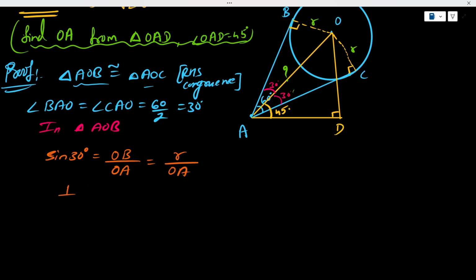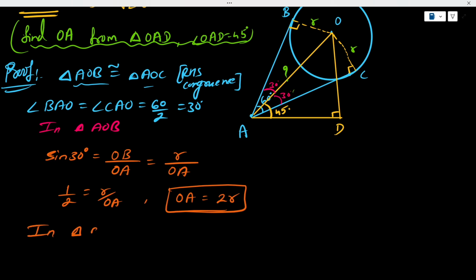What is sine 30? 1 by 2 equals R by OA. So what is the value of OA? It is 2r. So this is your first finding, OA is 2r. Now OA is known. You can take here another triangle, triangle OAD also, because we need to find out AD, we have to show that root 2r, right? So we already got OA. So again I can apply trigonometric ratio using 45 degree, right? Now opposite is unknown, hypotenuse is known, because this length you got as 2r.